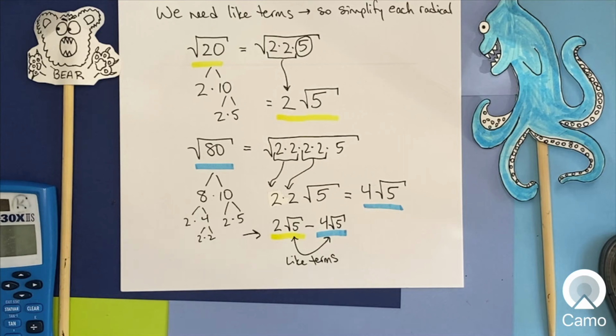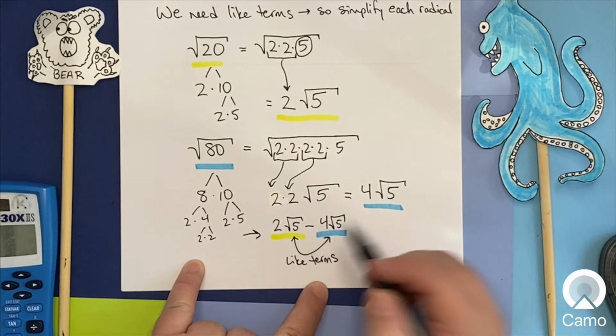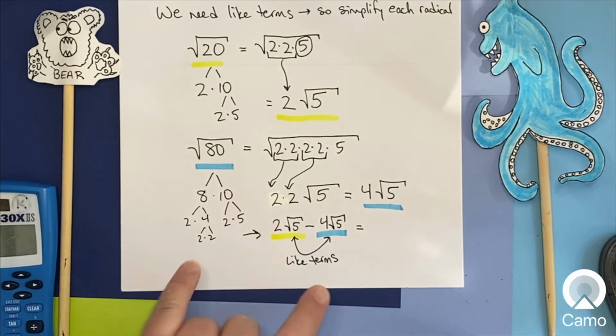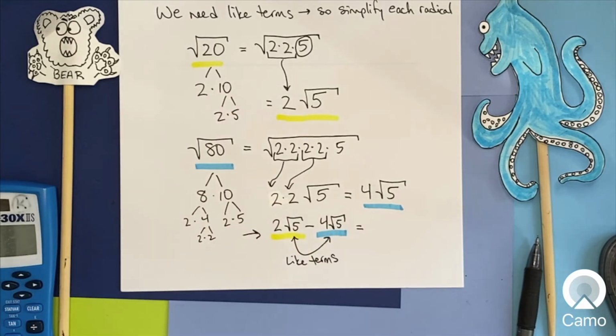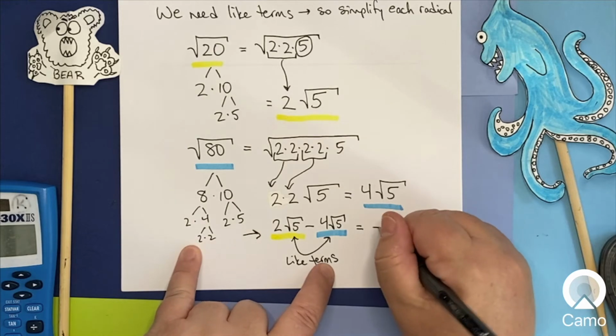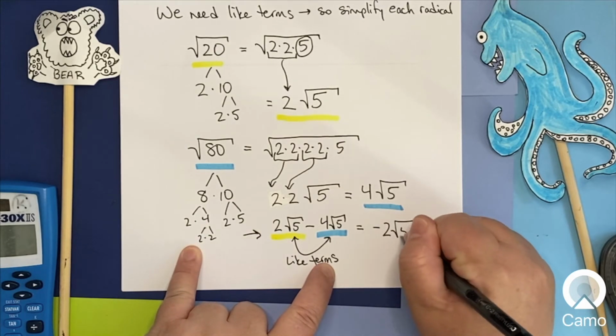You can't add or subtract things unless the complicated or different thing that's not a number has to match. So like 2x and 4x, or 2 radical 5 and 4 radical 5. Okay, so I've got 2 radical 5 minus 4 radical 5. Well, if I had 2 and I took away 4, I would take away the 2 I had, and then I would owe someone another 2. So it's negative 2 radical 5.